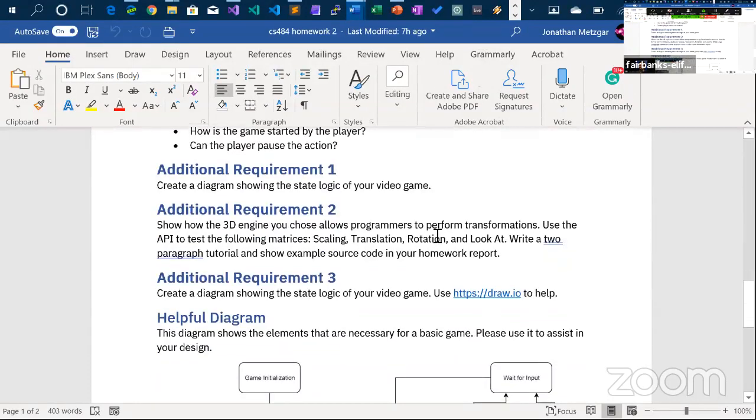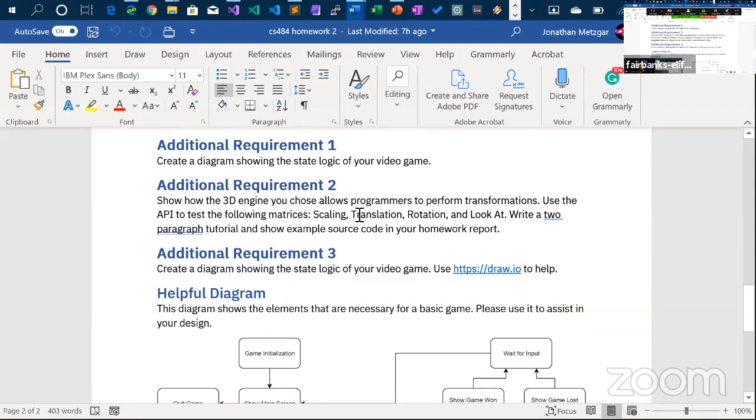Okay, and then the additional requirements. So you'll pick 2, unless you're a grad student, you'll pick 3. And you can pick any one of these. It doesn't have to be like you have to do 1 and 2. So you can do 1 and 3, or 2 and 3, or 1 and 2. I'm still working on number one. I haven't decided what to do yet on that one, but the idea is to do a quick section on how you do transformations with your 3D engine. So we're thinking about matrices like scaling, translation, rotation, and look at. So write 2 paragraphs to show how you would do that.